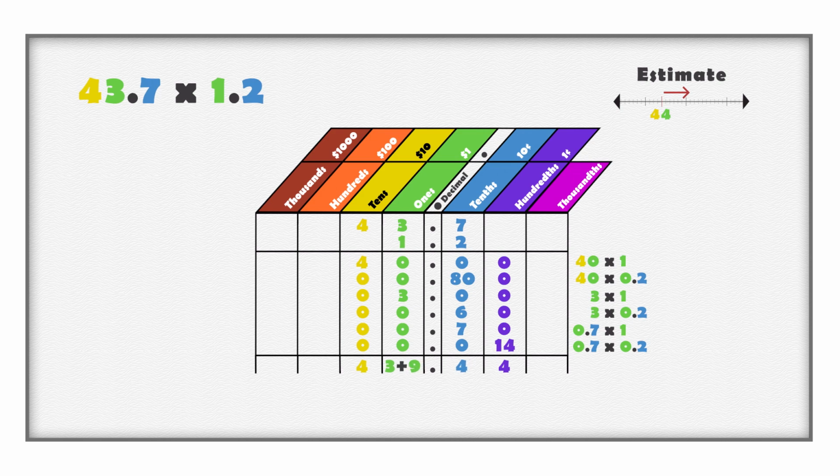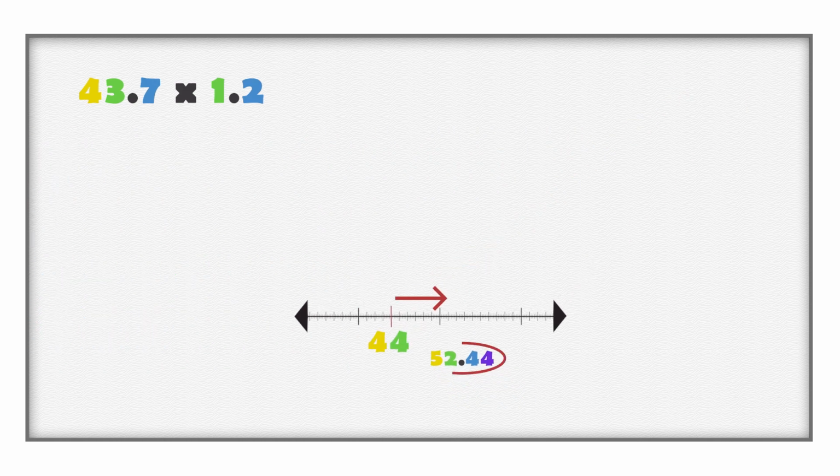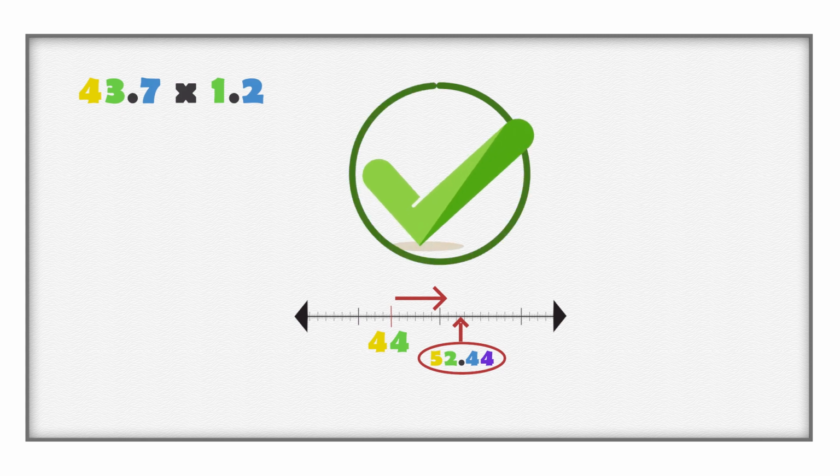We already have 3 ones. 9 more makes a total of 12 ones. 12 ones is the same as 1 ten and 2 ones. We already have 4 tens. One more makes a total of 5 tens. The product is 52 and 44 hundredths. How does this compare to our estimate?